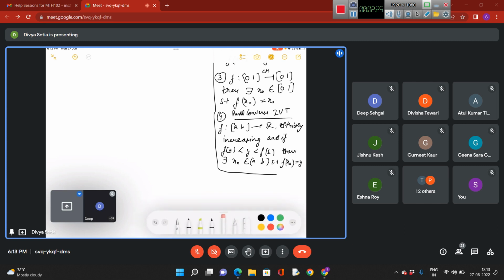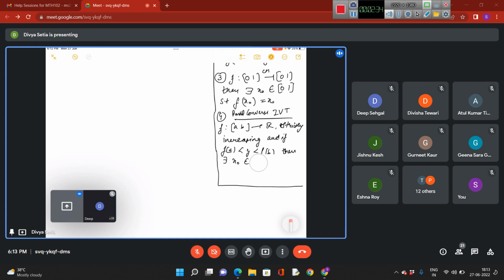Then f is a continuous function. If f is satisfying such a property, or in easy language, if f of AB is an interval, that means the image is an interval, then f is continuous. See, in the last part I am not assuming the function to be continuous. It has the intermediate value property and it's a strictly increasing function, then it is continuous.